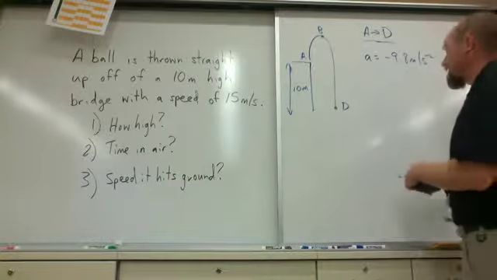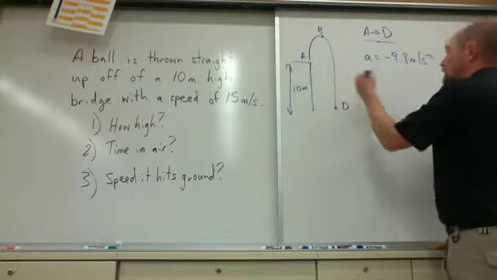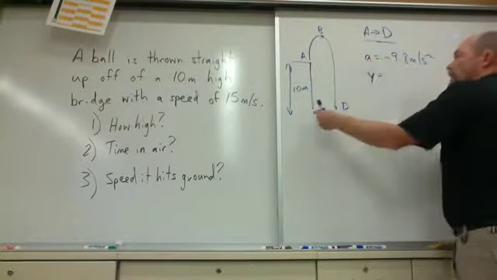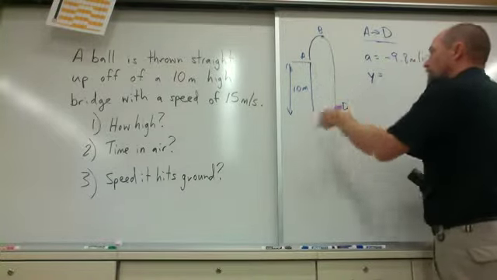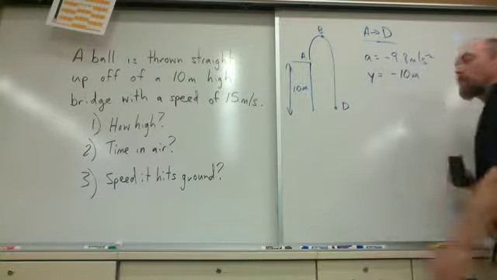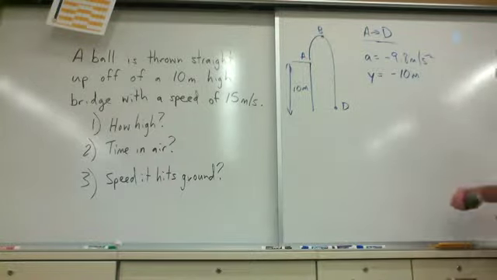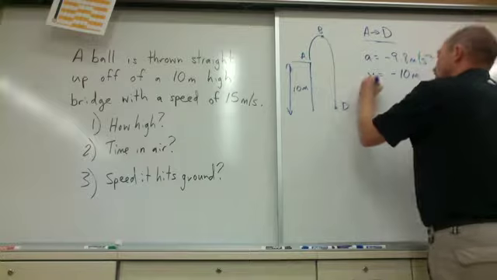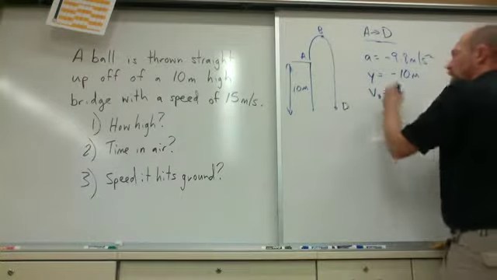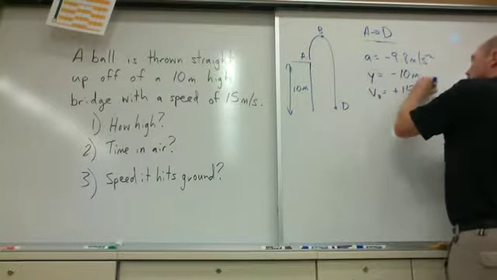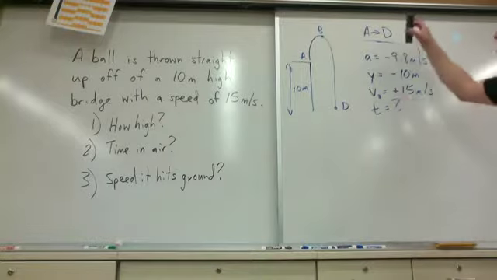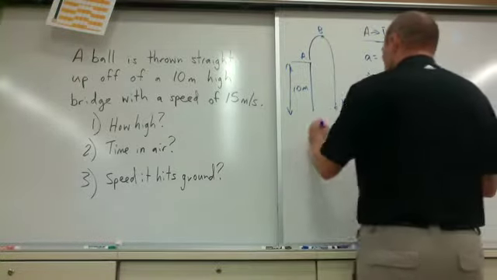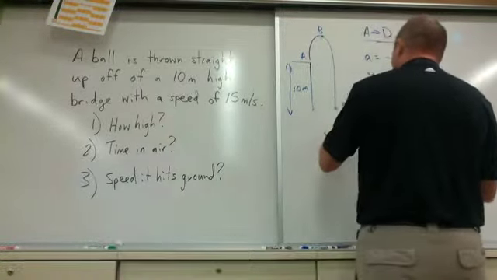Don't make that mistake. Let somebody else make that mistake. Don't be that kid. Y is going to be 10, but again you have to be careful. I'm going from here to here, finishing underneath my starting point, so make sure you plug in negative 10. My initial velocity, v0, is plus 15 meters per second, and I am looking for my time. Is everybody with me there? If I was going to plug this in, I could use this formula.